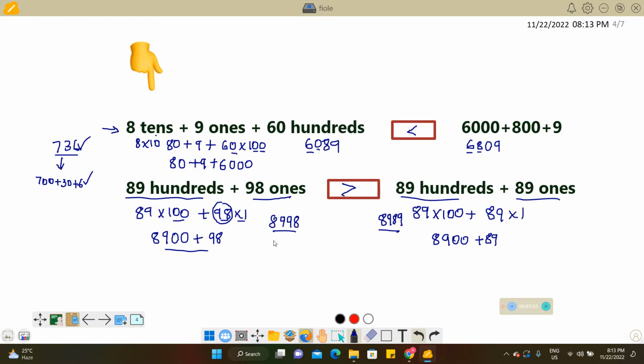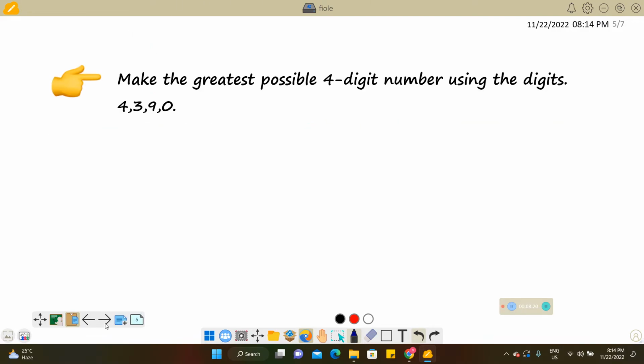8989. If you want, you can even go with digit comparison. 8 and 8 both are equal, 9 and 9 both are equal, but here we have 9 tens, but here we have only 8 tens. So in this way also we concluded that this number is greater than 8989. So this is the way we need to compare the numbers quickly.